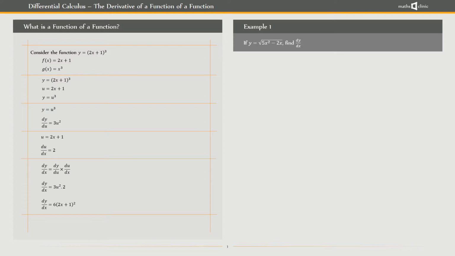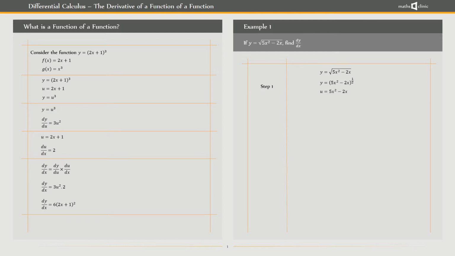So you have two processes here. The first one would put the input into 5x squared minus 2x, and then the second function would find the square root of the result. So you have a function of a function here, and to do this, the first thing we do, we have y equals the root of 5x squared minus 2x. It will tell us that y equals (5x squared minus 2x) all to the power of 1 over 2.